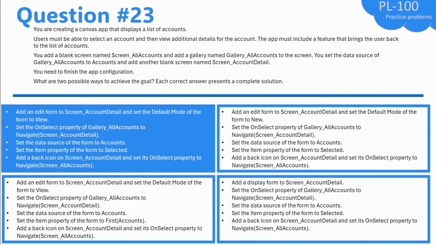Set the data source of the form to accounts. That sounds right as well. Set the item property of the form to first accounts. See, we don't want to go to the first account. We want to go to the selected account. So that one's going to be wrong.